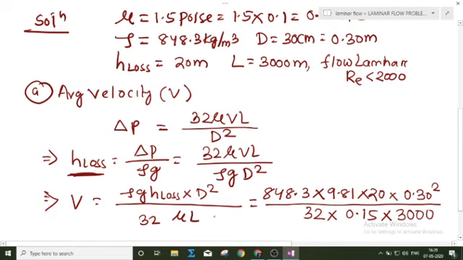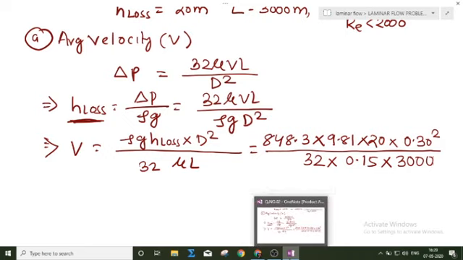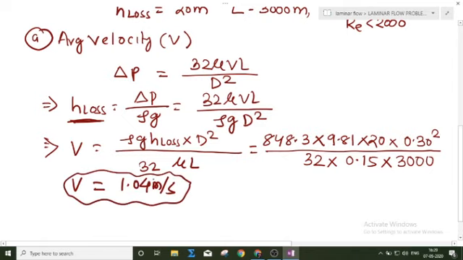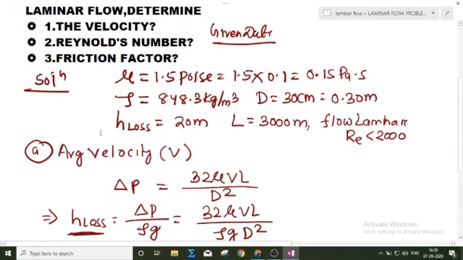Okay, so now can you find out the velocity of flow? The velocity of the flow will be equal to 1.04 meter per second. So the first job is over for us. Second is Reynolds number. Very easy.